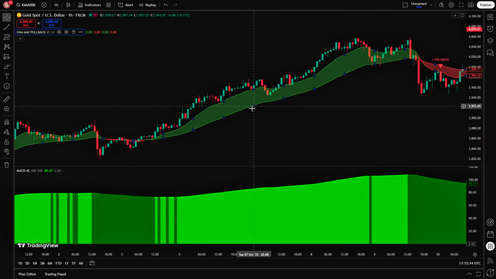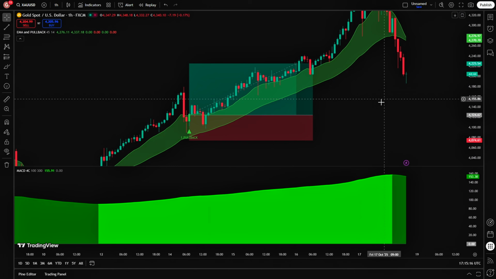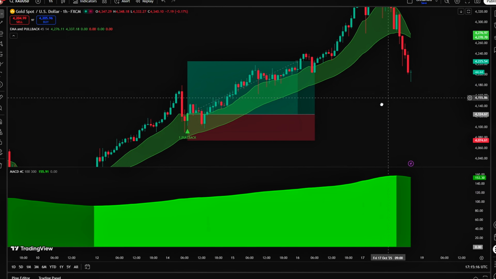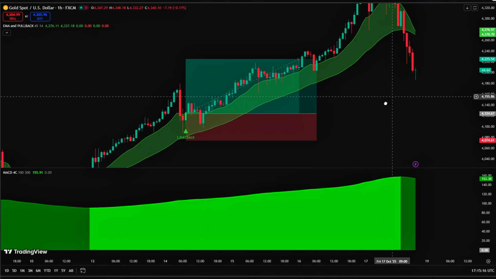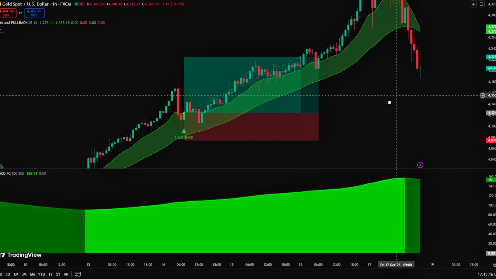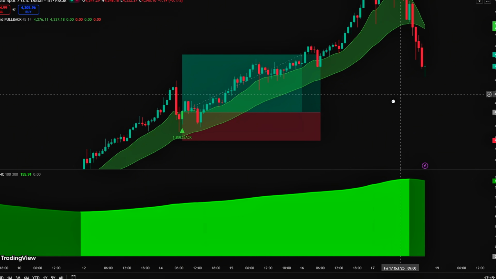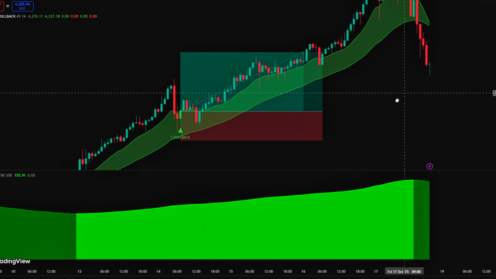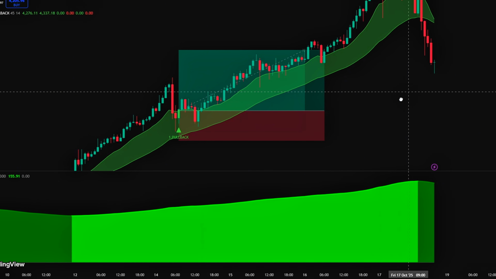Take profit target. Aim for a 1-to-2 risk-to-reward ratio. In practical terms, if you're risking $10, your profit target should be $20. You can also trail your stop once price moves in your favor to lock in gains as the trade progresses.